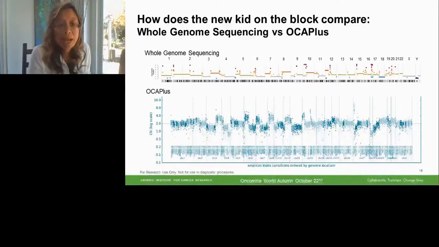And how does it compare to whole genome sequencing? This is, again, the same case processed by whole genome sequencing, with the copy number profile generated compared to OCAplus. We see similar patterns of copy number gains and losses across this cancer genome.